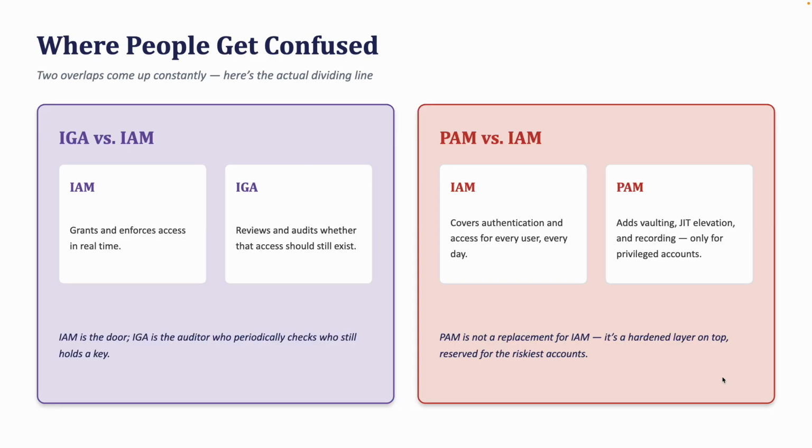So where people get confused is mostly between IGA and IAM. If you see identity governance and identity access management, the difference is that IAM grants and enforces access, while IGA reviews and audits whether that access should still exist. And sometimes people also get confused about PAM versus IAM, because IAM covers authentication. PAM only adds control to privileged accounts, right? So that's the difference. And again, remember, PAM is not a replacement for IAM.